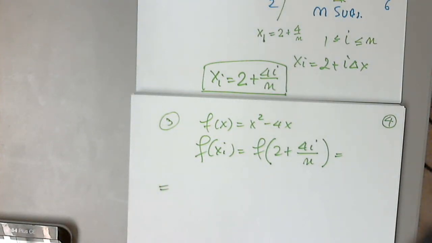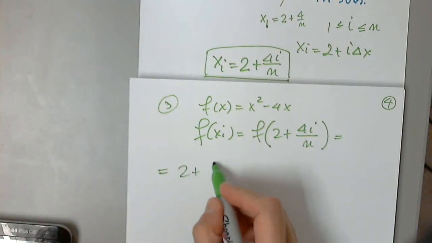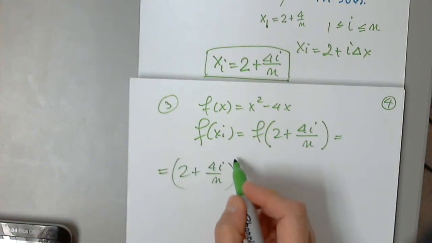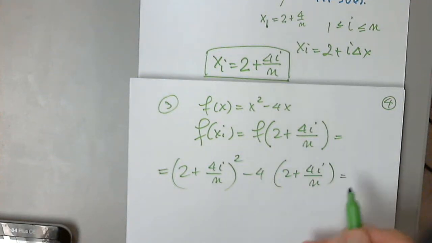Why do I need this piece? Because I have to put it in the limit of the Riemann sum. So I have to plug in this binomial in here and square it, and again here and distribute, making 4. So let's write it for everyone to see. So this is 2 plus 4i over n, everything squared, minus 4 times 2 plus 4i over n.